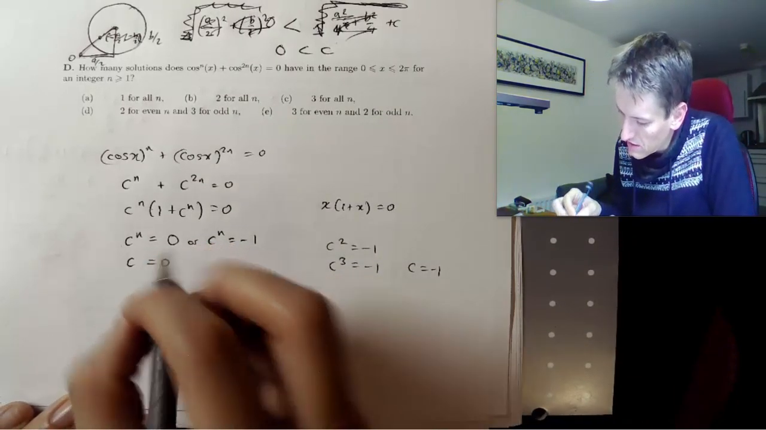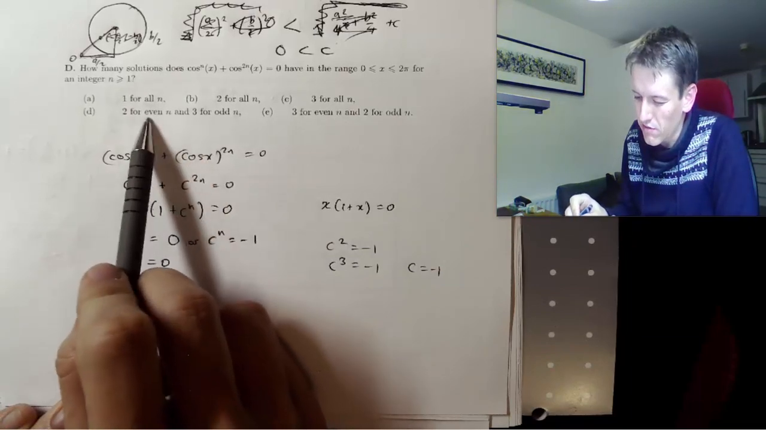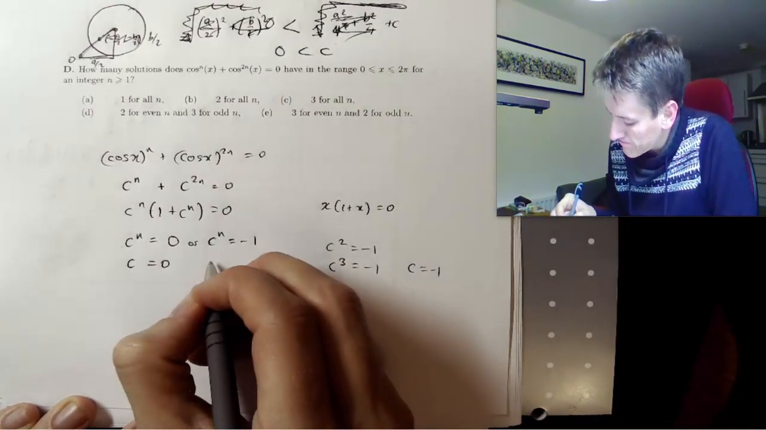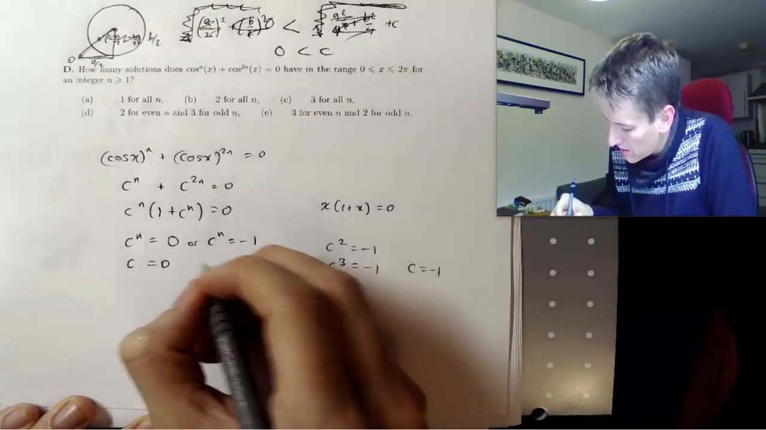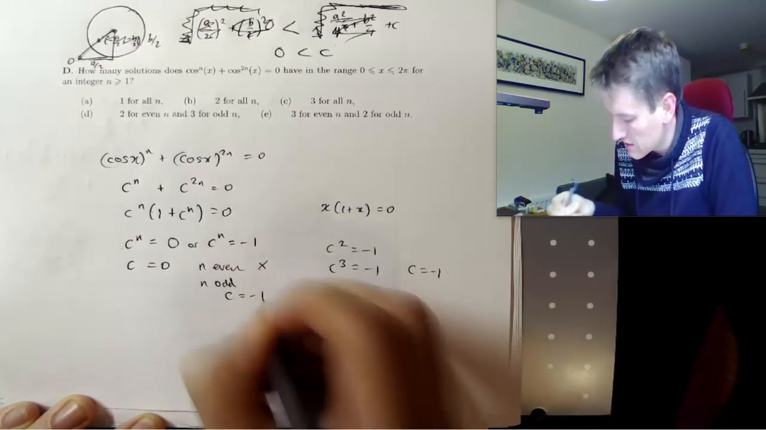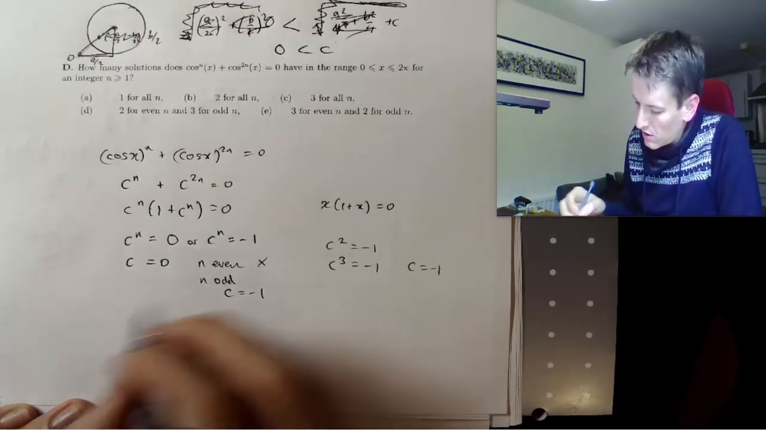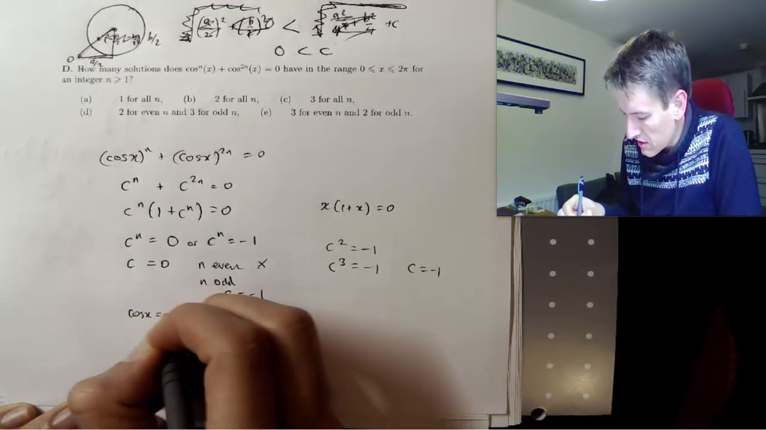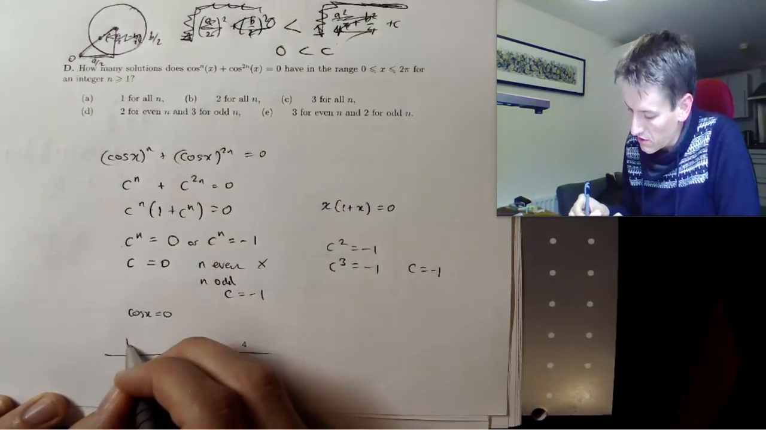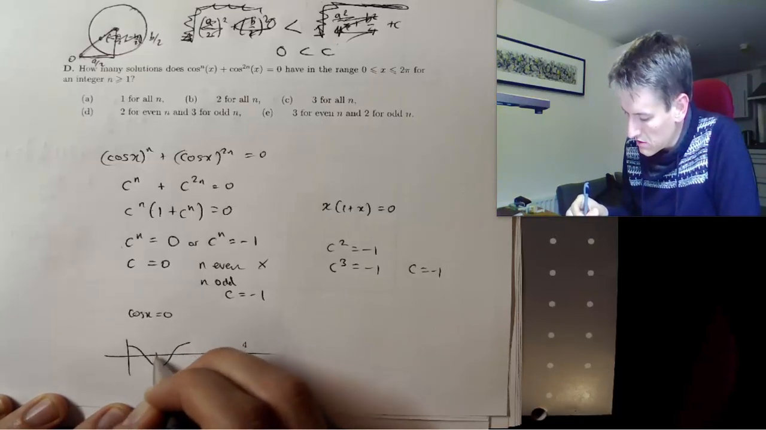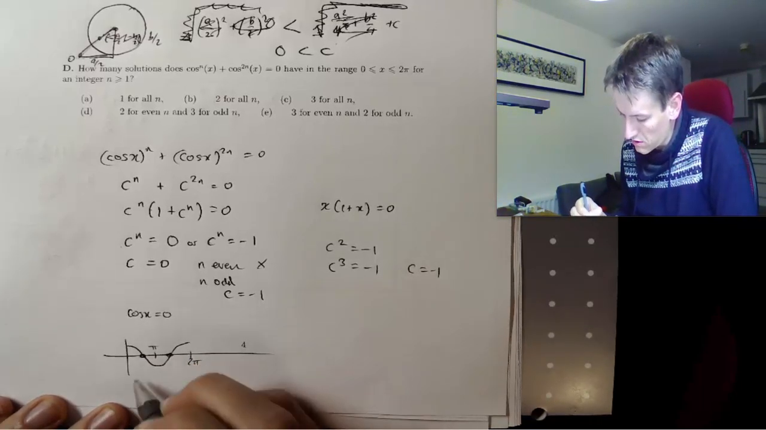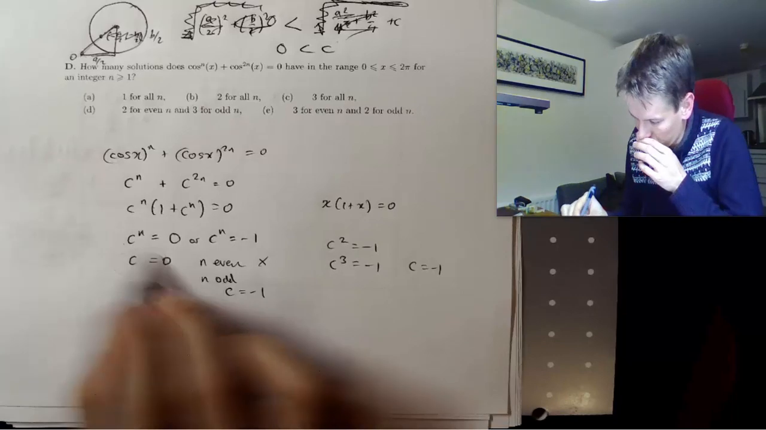Okay, so in this case, now you look at the answers and think, oh yeah, there are different cases for even or odd n, so the answer is probably going to be one of these. So if n is even, this doesn't work, but if n is odd, we can take c equals minus 1. Now, what does this really mean? C was cos x, so cos x equals 0. Well, how many times is cos x equal to 0 between 0 and 2 pi? The graph of cos x you should be able to draw very quickly between 0 and 2 pi. So cos x equals 0 once, twice, so we get 2 solutions in all cases.